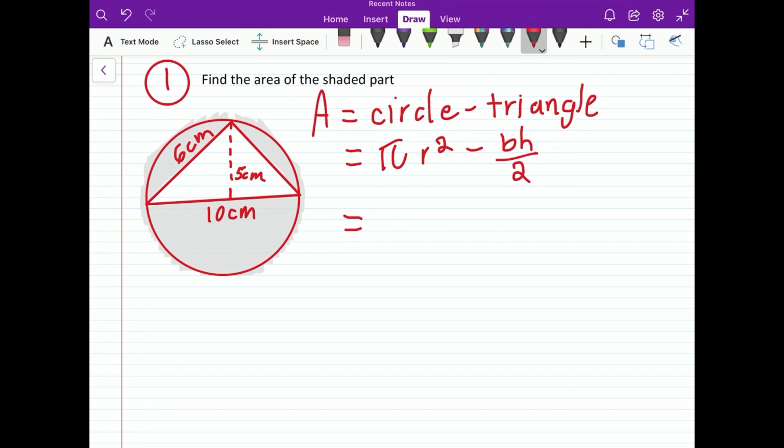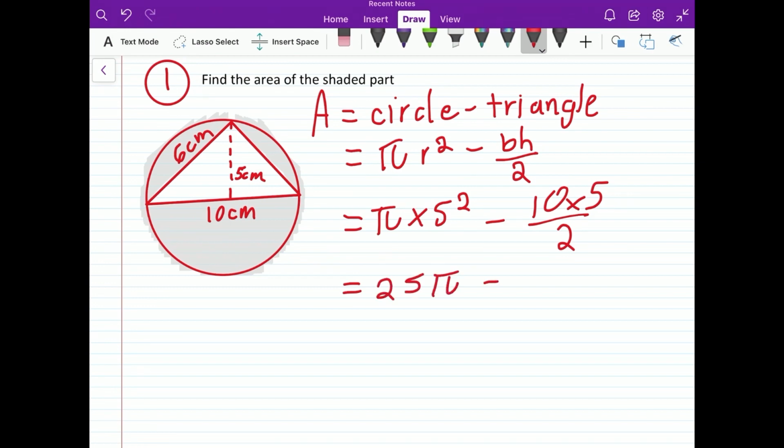The triangle has a base of 10 centimeters, which also is the diameter of this circle. So by dividing 10 by 2, we are given 5, which is the radius of this circle. So pi times 5 squared minus, we know the base is 10 and the height is 5. So 10 times 5 divided by 2. 25 pi minus 50 over 2.